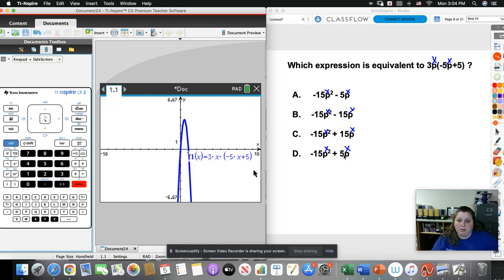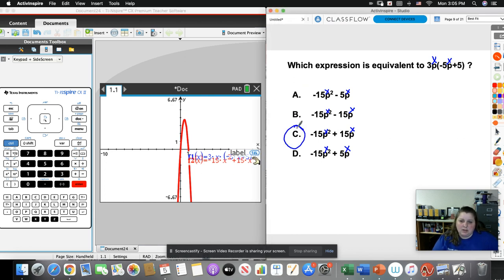There's your first graph. You should have come up with answer choice C, so let's type that in and see if it's correct. Negative 15 x squared plus 15 x. Enter, and they exactly match up. So you should have come up with C as the correct answer. Those two graphs match.